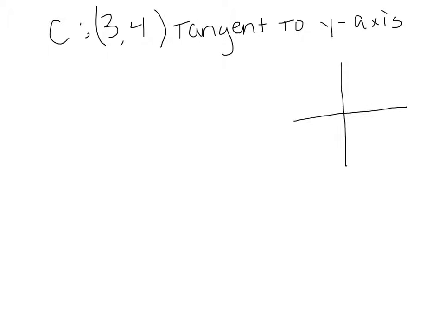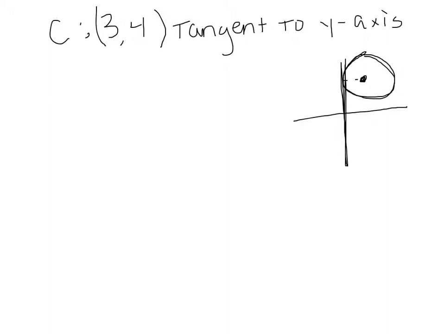We know our center is at the point 3, 4. And if it's tangent to the y-axis, that means the radius makes a 90-degree angle with the y-axis, which is the vertical axis. So let's think about what that means. It means that this circle touches the y-axis there. So we secretly know the radius as well.